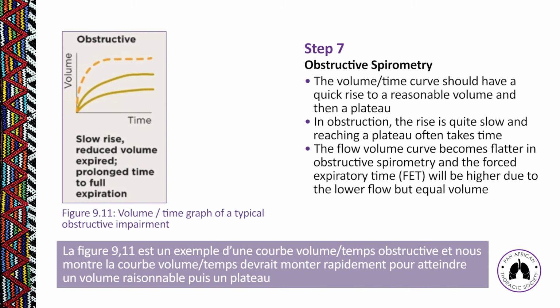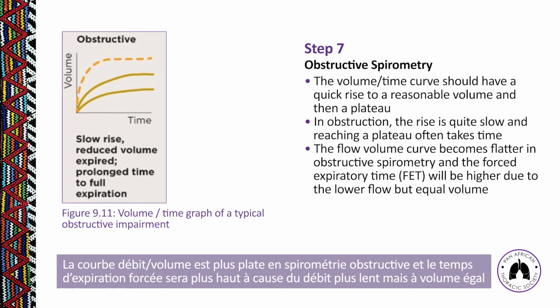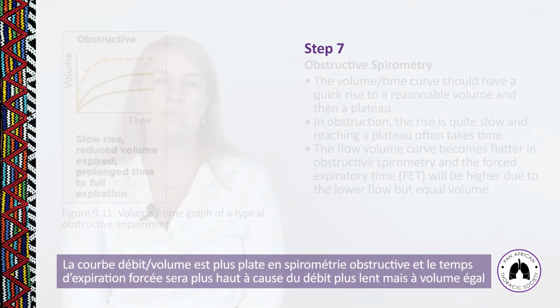Figure 9.11 is an example of an obstructive volume time curve and shows us that the volume time curve should have a quick rise to a reasonable volume and then a plateau. In obstruction, the rise is quite slow and reaching a plateau often takes time. So the volume time curve becomes flatter in obstructive spirometry and the forced expiratory time will be higher due to the lower flow but equal volume.